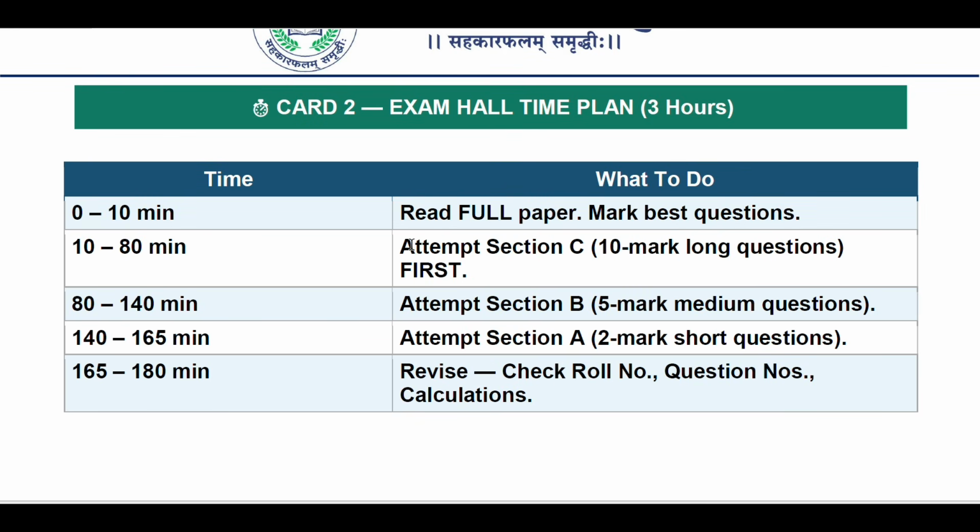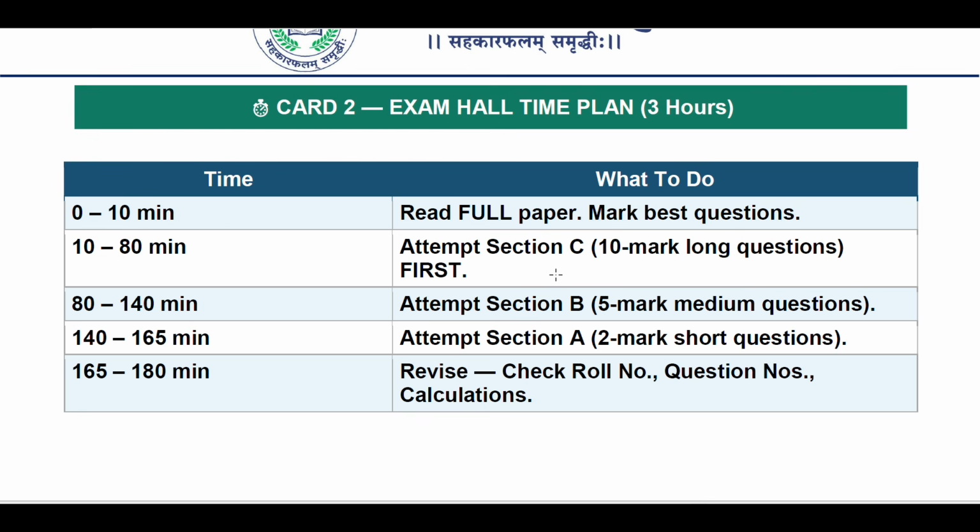So just for reference, you should remember this. Next, card 2, exam hall time plan, the 3 hours time plan. How can you divide your 3 hours? First 0 to 10 minutes, read the full paper twice if necessary, and mark the best question first. Whatever question is there in the paper, the first question you should attempt first, and the rest of the questions you can attempt accordingly. Then 10 to 80 minutes, attempt section C if you are solving the accounts paper, where the first question carries 30 marks.